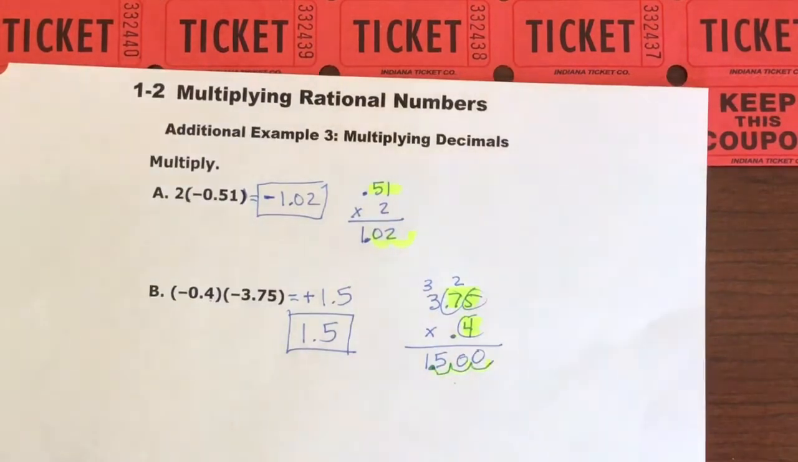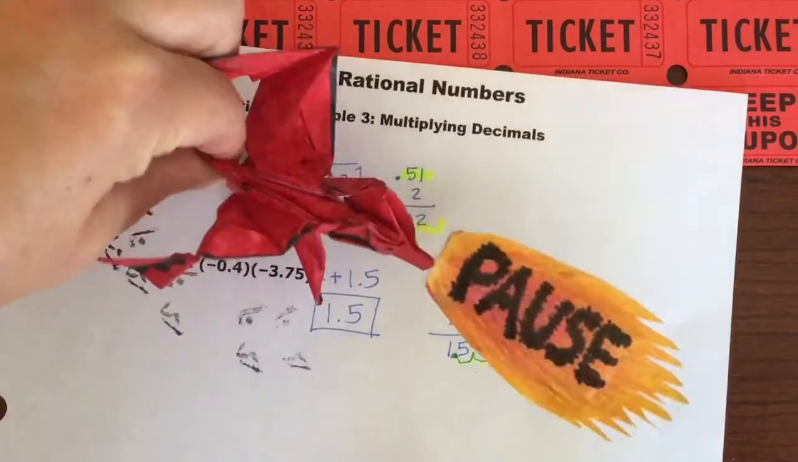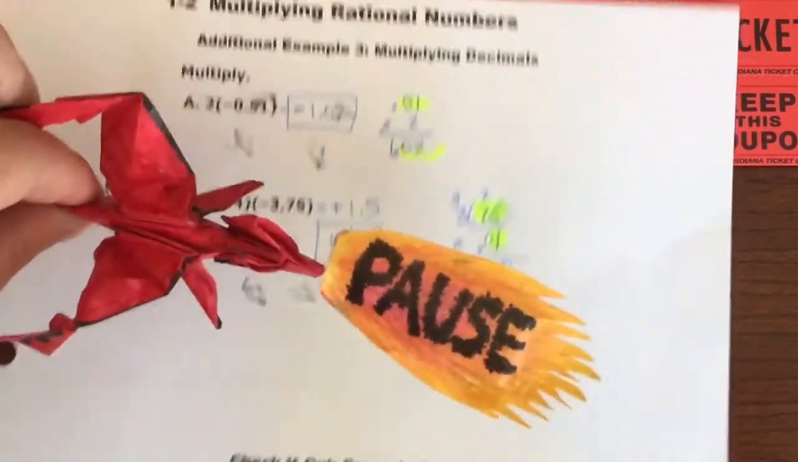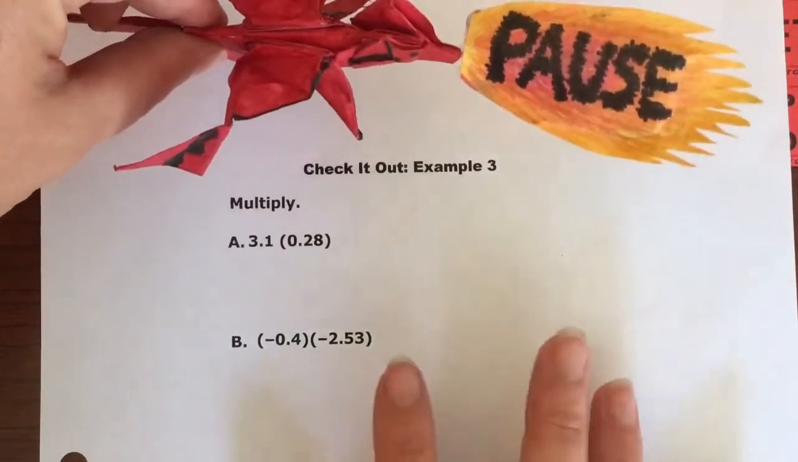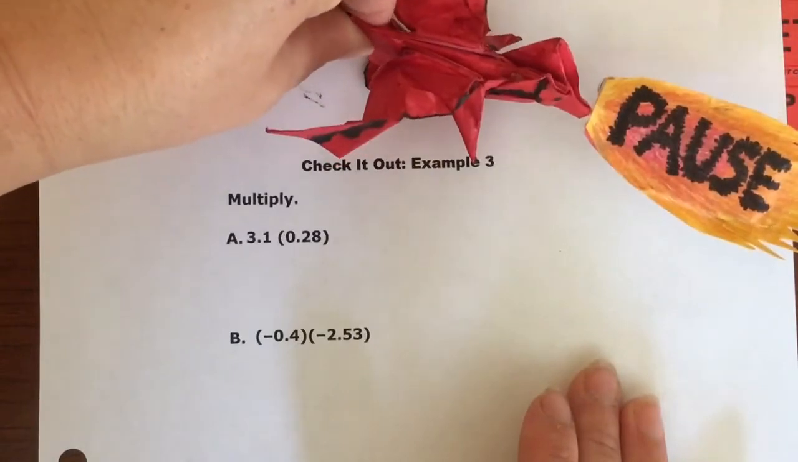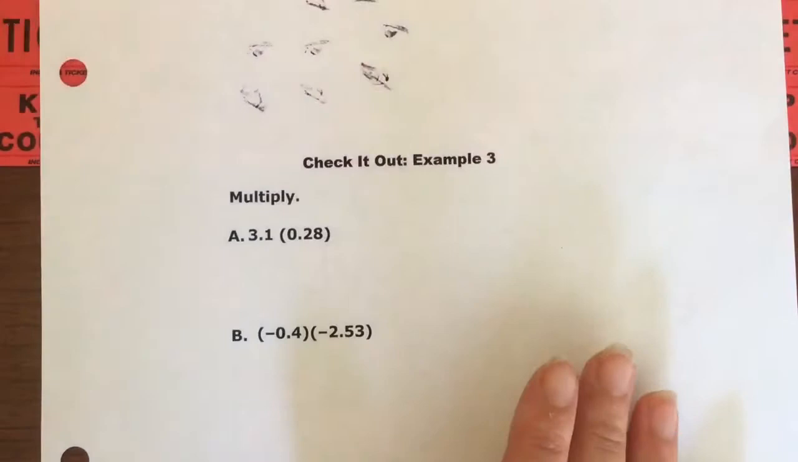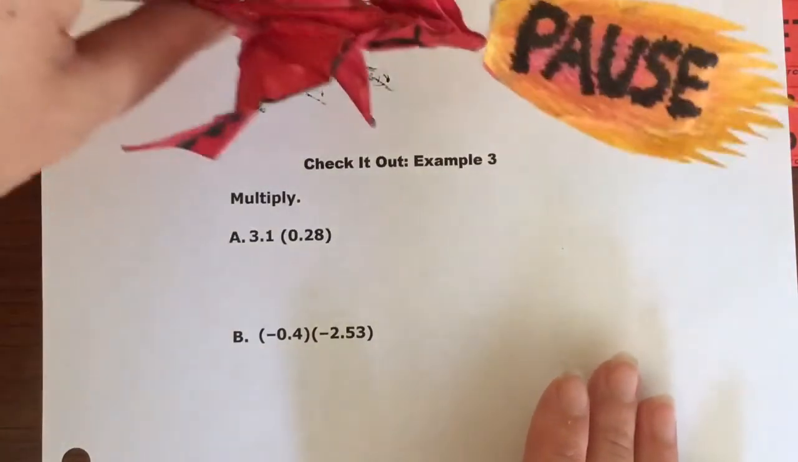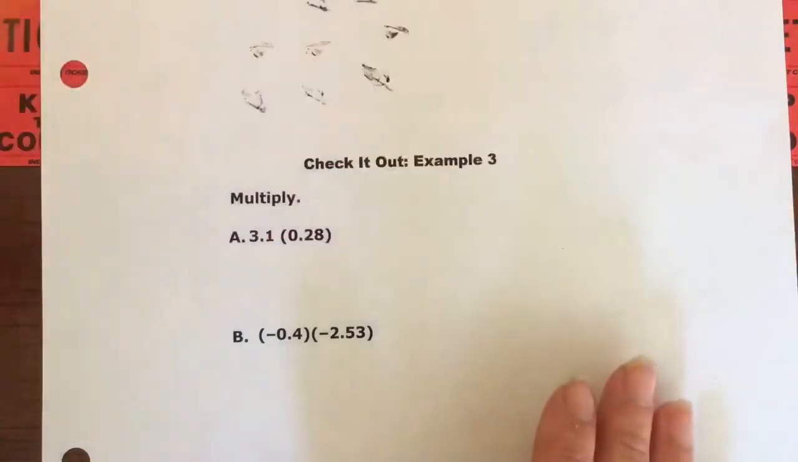There you go. Okay, now the time has come. The pause dragon is telling us that we need to pause. It is now time to pause, and I need you guys to work out, check it out, example 3A and B. So go ahead and do that on your own. And when you get done, then unpause the video and check your answers. Okay? You can do it.